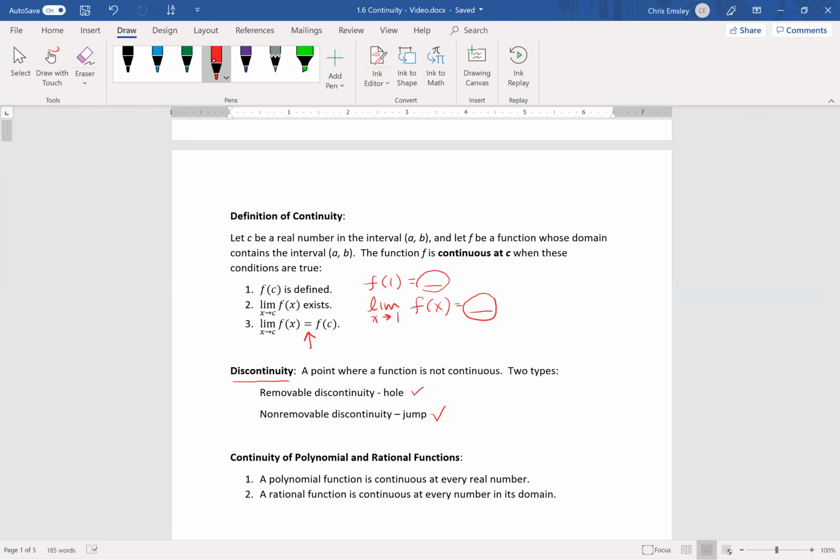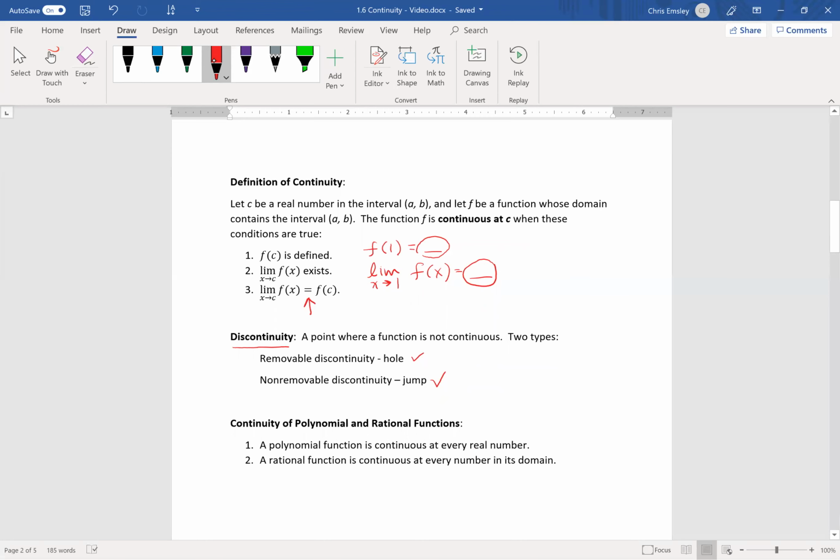Similarly, if we have a rational function, that means rational, remember, means fraction. So a rational function would be something like 1 over x plus 2. That's one example of a rational function. A rational function is continuous at every number in its domain.